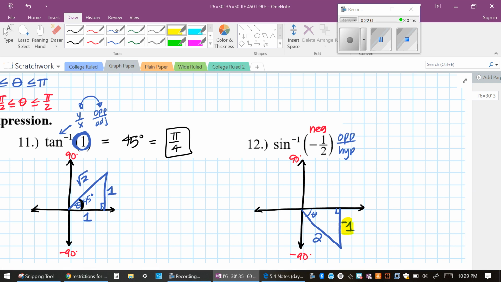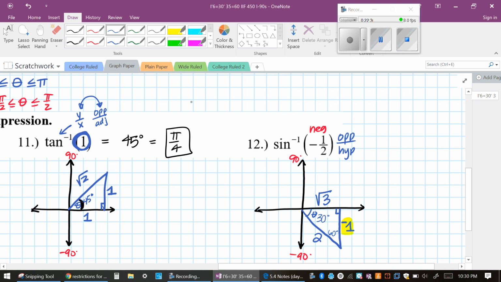You should already start recognizing that this is a 30, 60, 90 triangle, and our reference angle is 30 degrees. Across from the 30 is a negative 1 in this case. Across from the 60 is root 3. And there's your triangle, and that's what they wanted you to find. What angle has a sine that is negative a half?